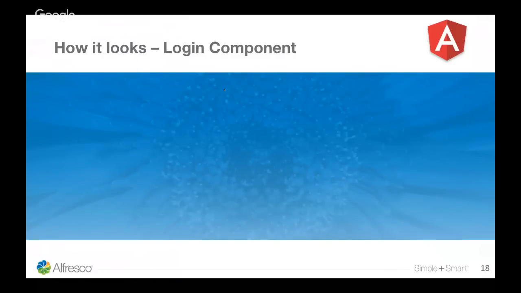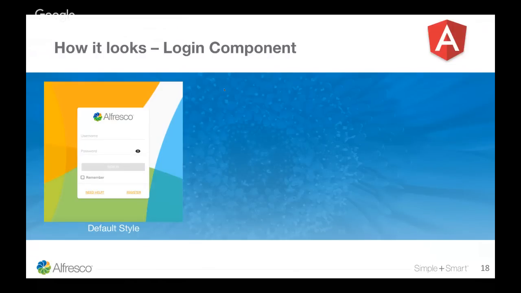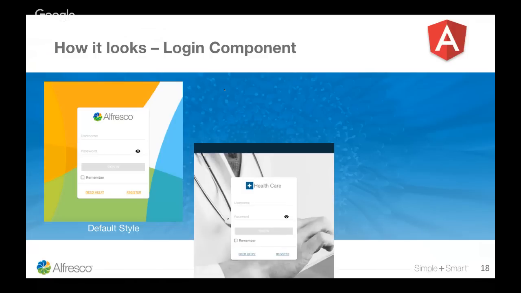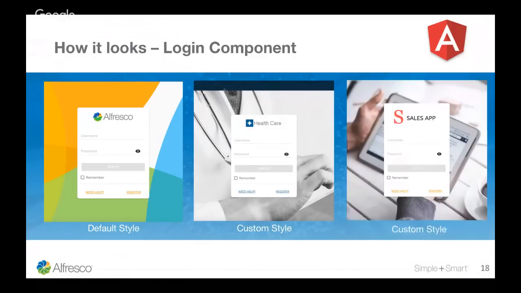So how does the component look when you integrate it inside your application? This is the default style, but as I said, all the components are customizable in look and feel. Here there are two examples of this customization. As you can see, they more or less have the same shape, but the background and the logo, and also the color of the text, change among all of them.